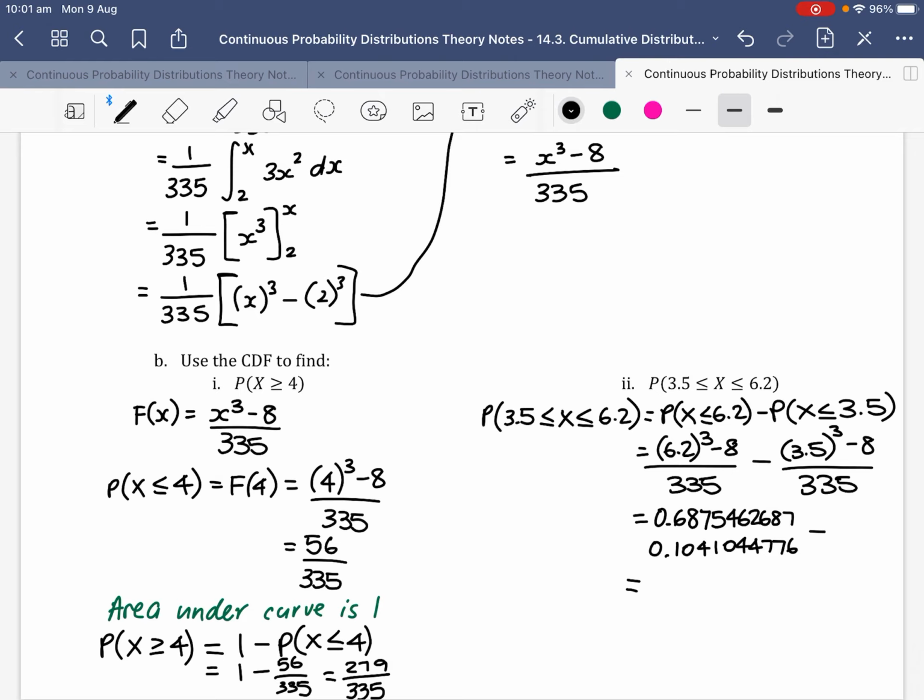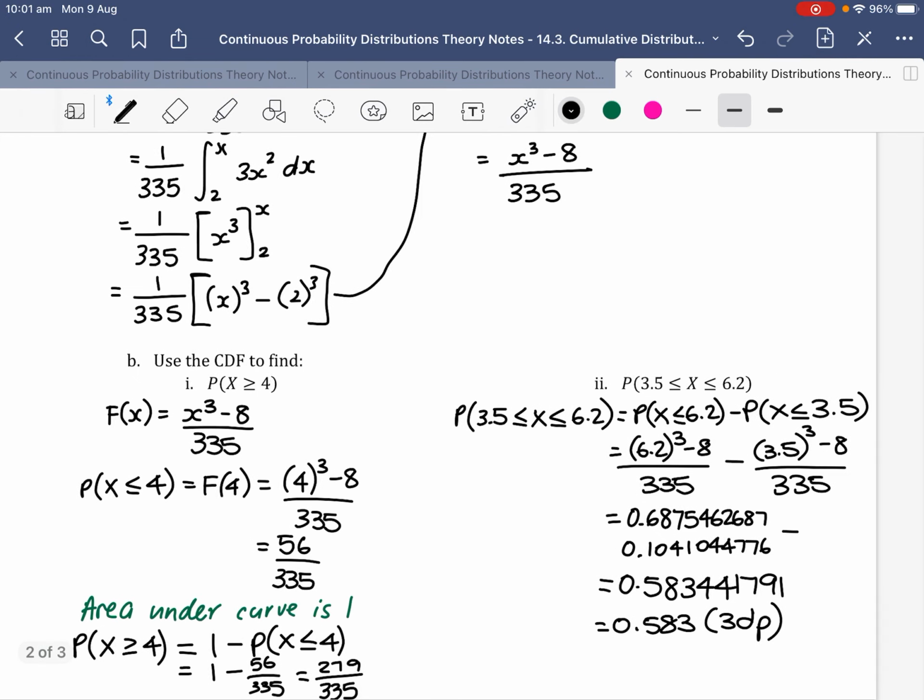So what this equals is 0.58344171, which is equal to 0.583 to 3 decimal places. As the question doesn't ask for a particular number of decimal places, you can just round to what you see fit. But 3 decimal places is good for this question.